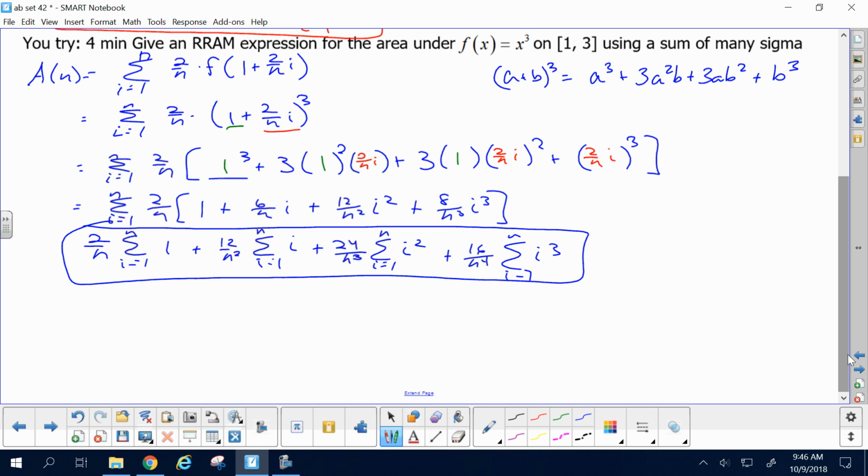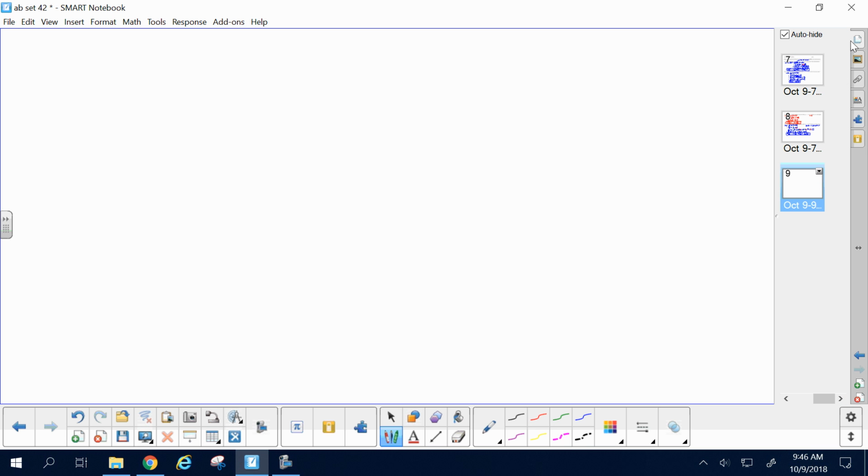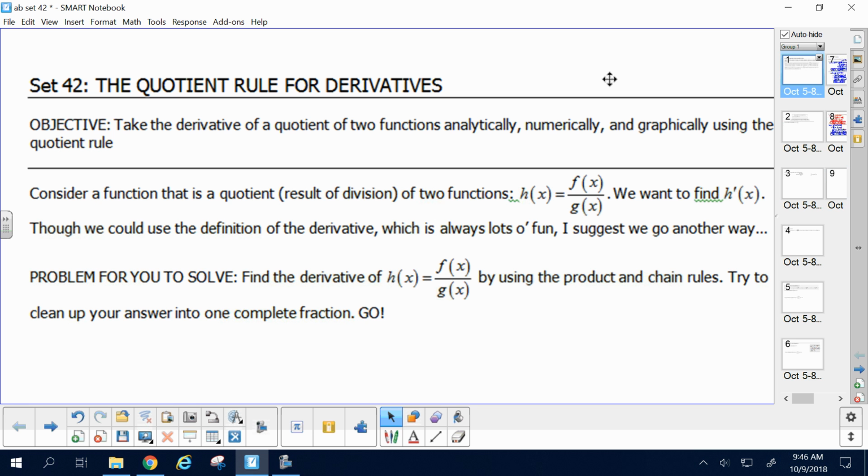Unfortunately, that's not the lesson. Today, we're doing the quotient rule. So, the quotient rule, would you get out that green note sheet, please? Quotient rule. In my craziness, I've already now taught most of set 43, but what you haven't learned is set 42. So, set 42, here we go.